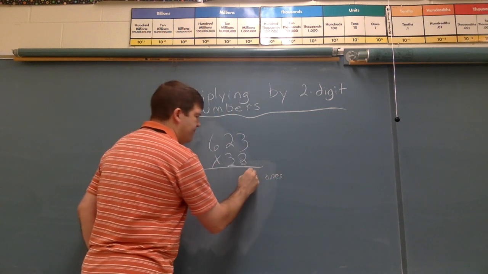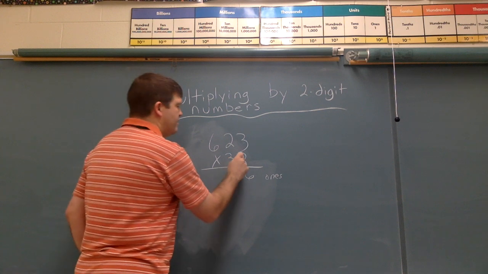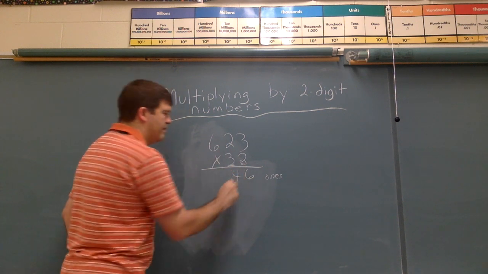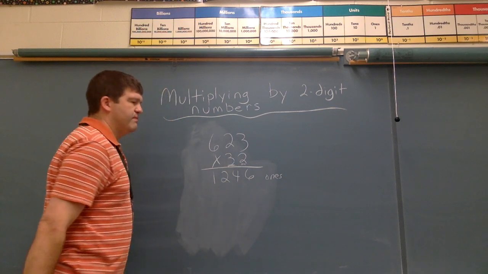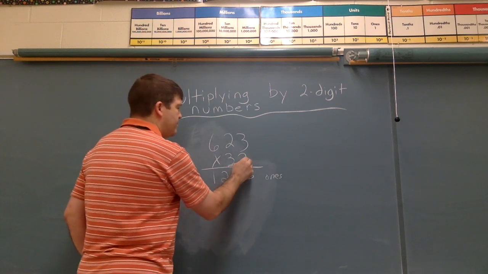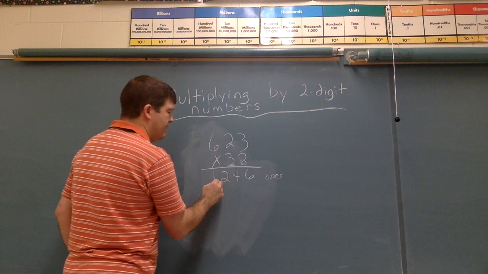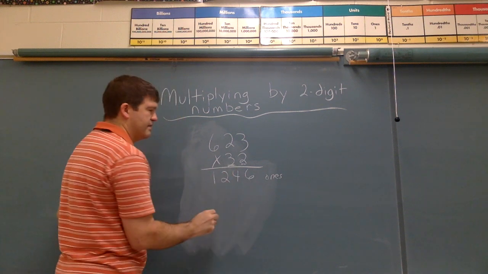2 times 3 is 6. 2 times 2 is 4. 2 times 6 is 12. All right, so 2 times 623 is 1,246.